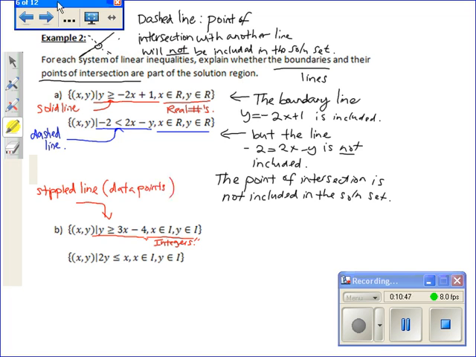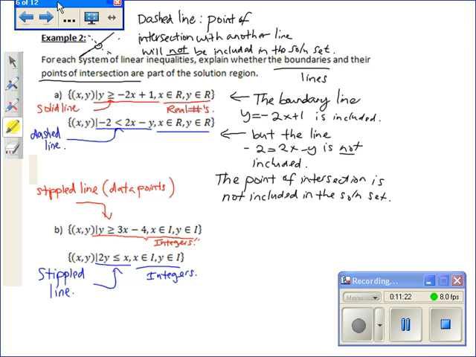Down below, I've got another inequality here. I recognize that it's 2y is less than or equal to x. And again, I have integers. So this is discrete data. This will be a discrete solution set. And looking at my inequality, again, I see that it's going to be a stippled line. Stippled lines are just like solid lines. Every data point on that line is included in the solution.